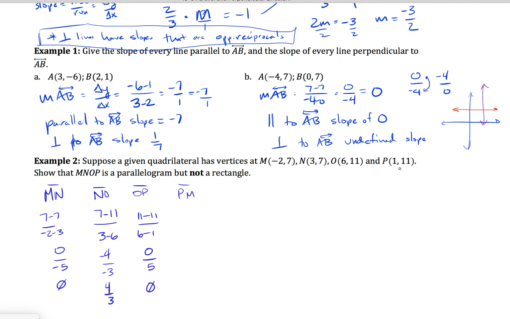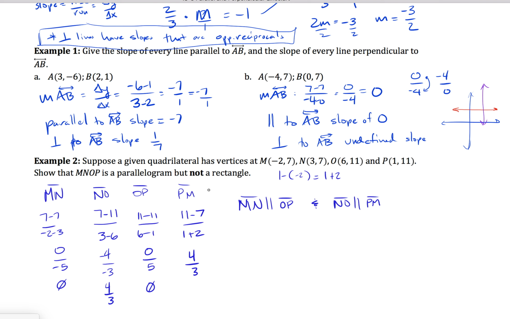And lastly, segment PM would have 11 minus 7 over 1 minus -2, which I'm just going to write as 1 plus 2, right? We know that 1 minus -2 is the same as 1 plus 2, so I just skipped a little step here. So now we have 11 minus 7, which is 4, over 1 plus 2, which is 3, which is a slope of 4/3. So you can see segment MN is parallel to segment OP. They both have a slope of 0. And segment NO is parallel to segment PM because they both have a slope of 4/3.